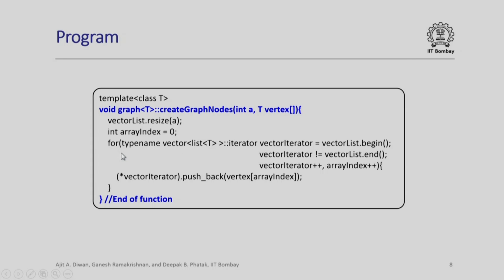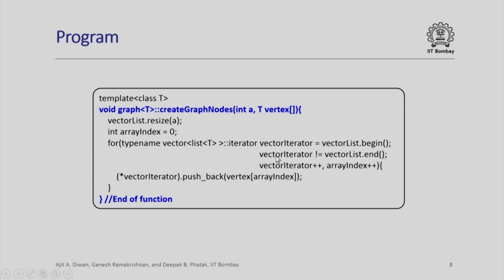See the for loop. It is exactly like a for loop, except that we are going to use the vector iterator instead of an index variable I or j that we use in a for loop. So, the starting point of that vector iterator is vector list dot begin. The condition for continuation of the for loop is not equal to vector list dot end. So, from begin till end we keep adding 1 to the vector iterator and we keep incrementing array index by 1.